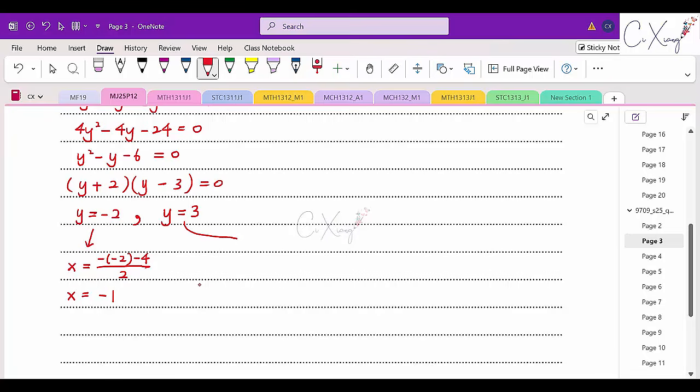And then for y equals 3, apply the same thing here. x equals negative y minus 4 divided by 2 as well. And what's the value for the x that you get? It will be negative 7 over 2.